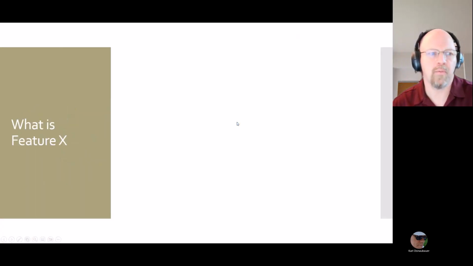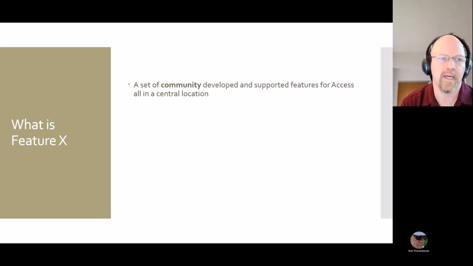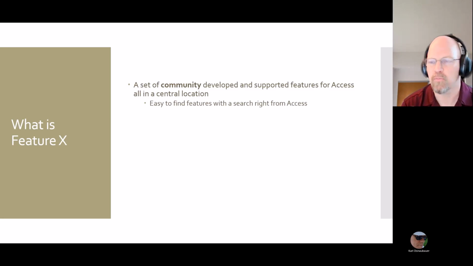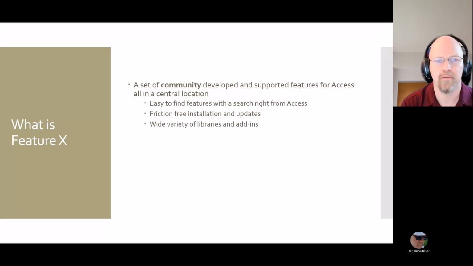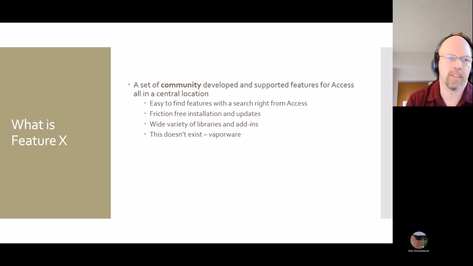So yeah, what is Feature X? Well, we see it as a set of community-developed and supported features or tools for Access, all stored in a central location. It's easy to find with a search right from within Access, so you can find something you want and add it. It has friction-free installation and updates for those features. There's a wide variety of libraries, tools and add-ins. And unfortunately, this is vaporware right now. As Karl alluded to, this is all a lot of hand waving: wouldn't it be great if we did something like this?